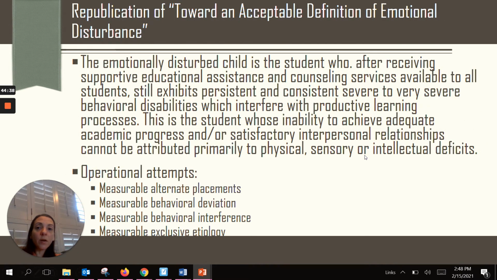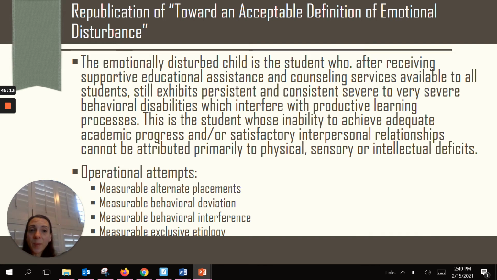And our last article, the Republication of Toward an Acceptable Definition of Emotional Disturbance. So here's another example of a definition. The emotionally disturbed child is a student who, after receiving supportive educational assistance and counseling services available to all students, still exhibits persistent and consistent, severe to very severe behavioral disabilities which interfere with productive learning. This is a student whose ability to achieve adequate academic progress and or satisfactory interpersonal relationships cannot be attributed primarily to physical, sensory, or intellectual deficits.